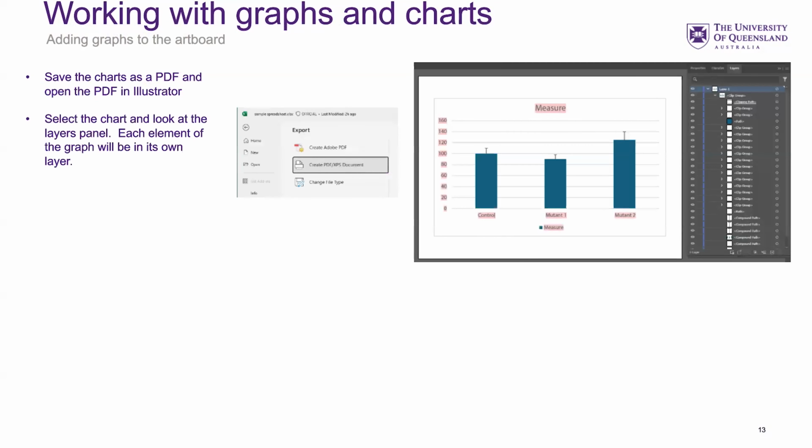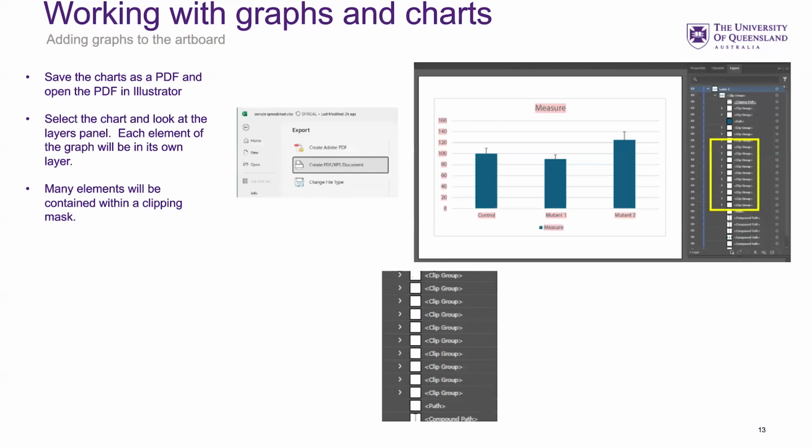Once you open the chart in PDF, once you open the PDF in Illustrator, what you're going to see is if you select the chart, every element of that chart is basically added as an independent layer in Illustrator. One of the things you'll notice if we look closely at this is that a lot of the elements that are layered are in these clipping groups. So these are essentially clipping masks.